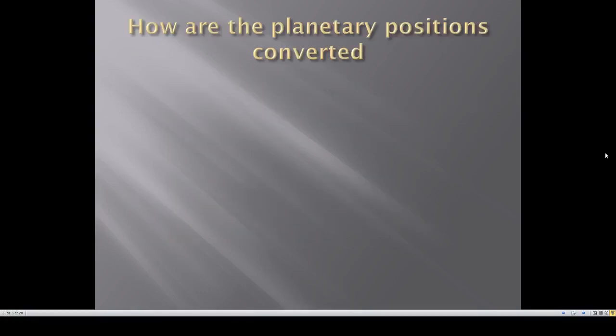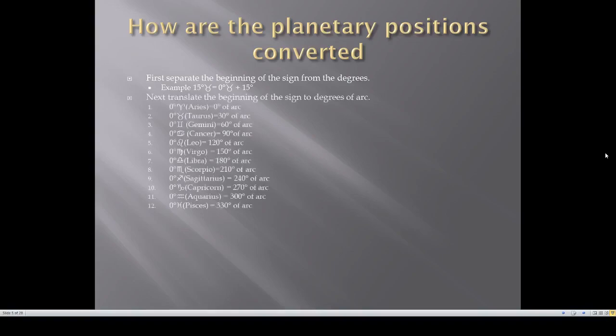How are the planetary positions converted? First, separate the beginning of the sign from the degrees. So, for example, 15 Taurus, you'd separate 0 degrees Taurus from 15 degrees. Next, translate the beginning of the sign to degrees of arc. So below is a chart that I would use to convert from sign to arc. I will pause for a few seconds if you'd like to copy this down, because I do use this chart throughout the video.